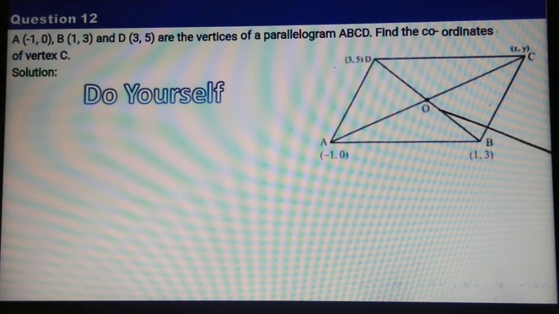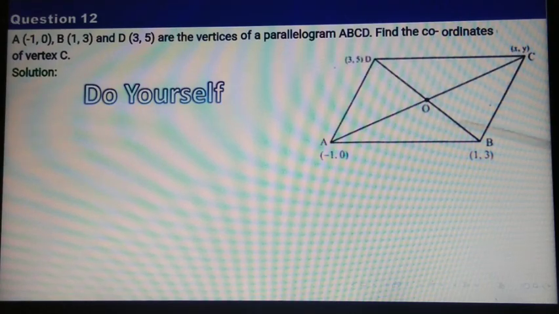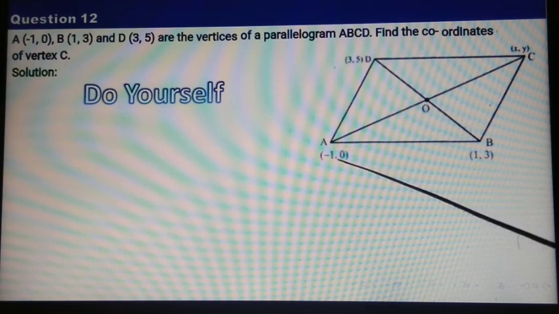Now we know that this O is again the midpoint of BD, right? We know the coordinates of B and D. So call this x1, y1, call this x2, y2, and call this coordinate x comma y, and find the value of x comma y from here. That means you have found the midpoint O. If you know the coordinates of A and O, you will also be able to find the coordinate of C.